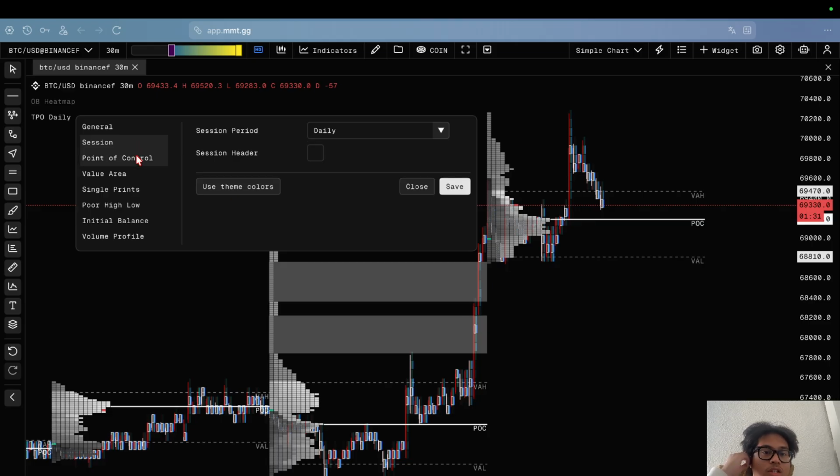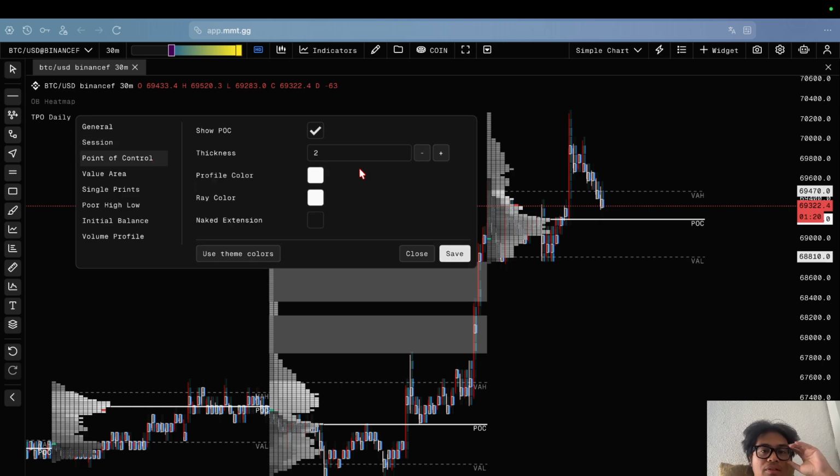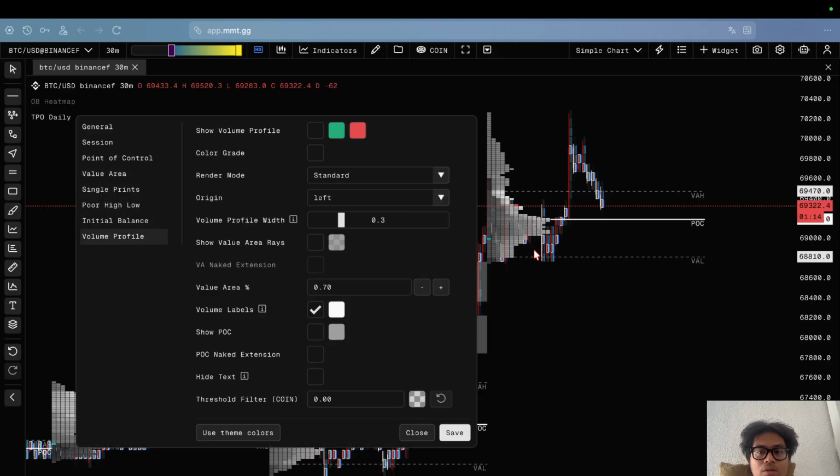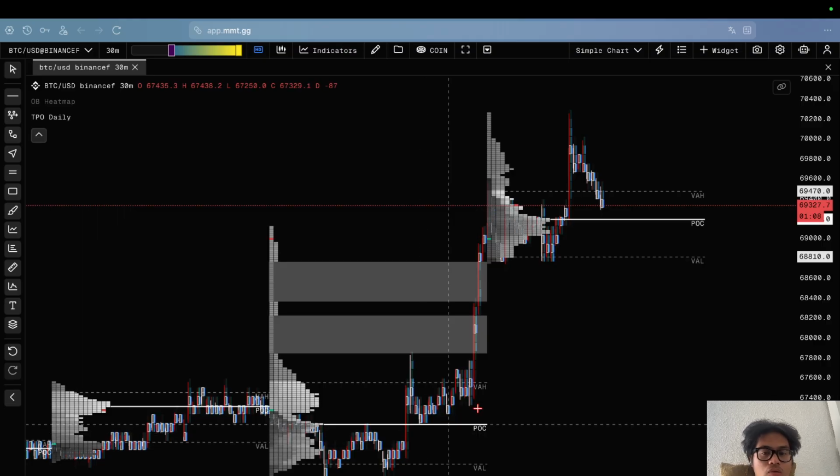You got the POC, which is the point of control. Okay, the same, and you can use that. This is a good one actually, but I use volume profile. Okay, thickness, so you can actually change the colors and everything. And this is the volume profile that comes within this TPO. Okay, profile.